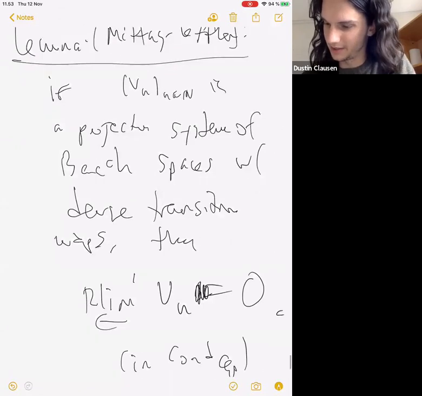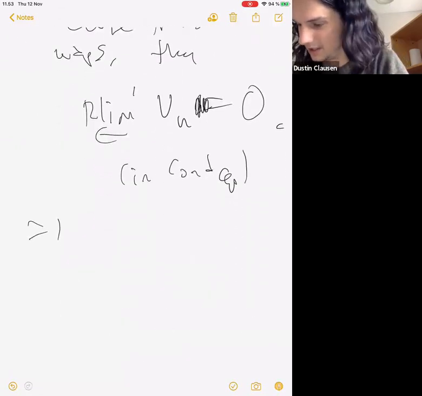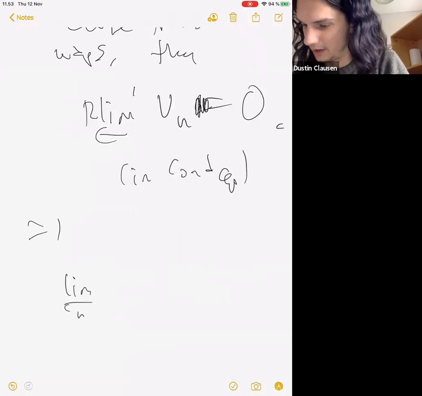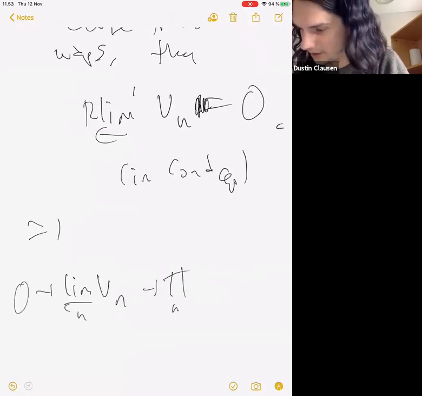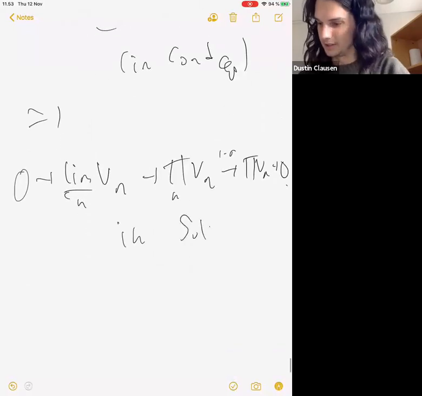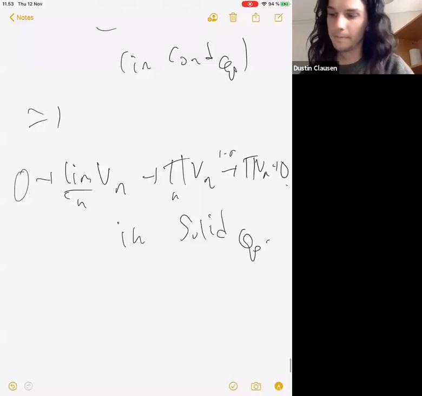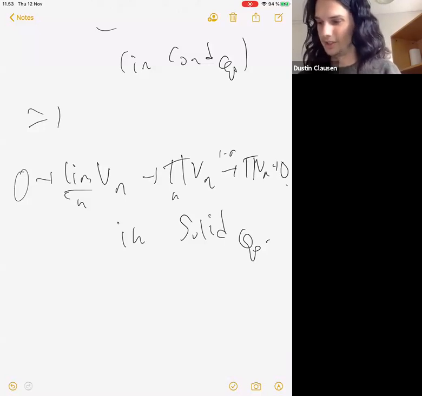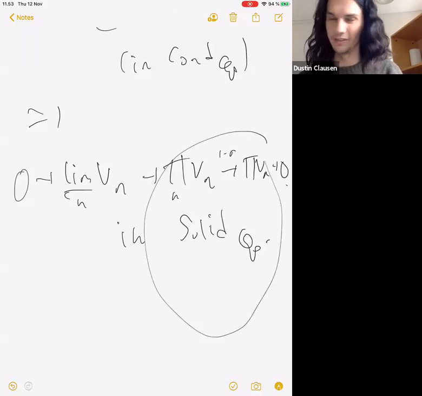So that implies another way of saying this: if you take the limit of the Vn's, then you get a short exact sequence with the product of the Vn's, the 1 minus shift map, the product of the Vn's, and then 0, in solid QP. And then if you want to tensor two of these together, you reduce to tensoring all these terms together in the various ways.